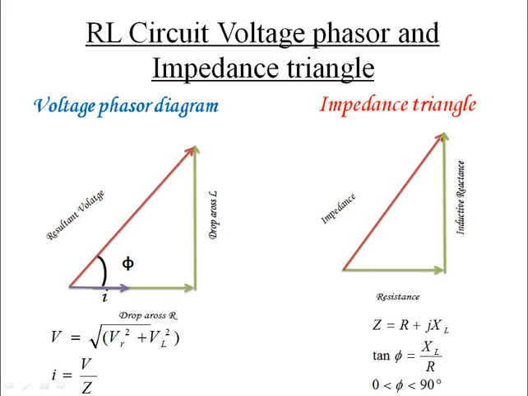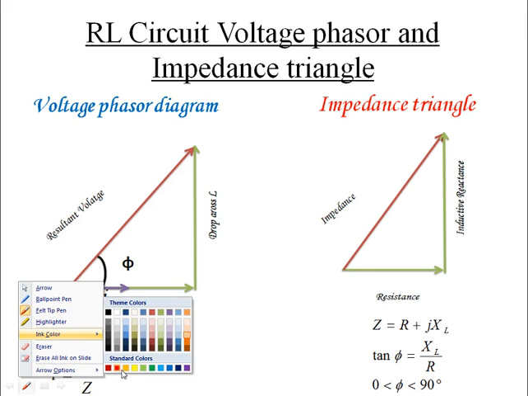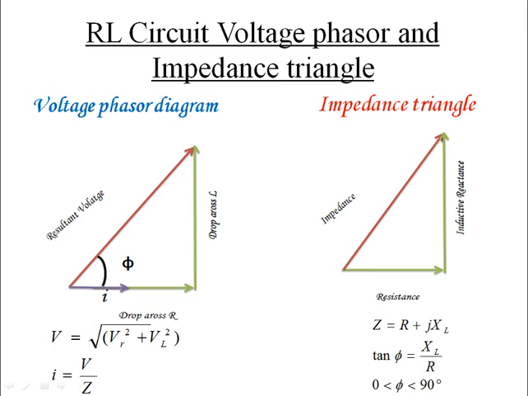RL circuit voltage waveform. This is the very important voltage phasor diagram. I'll tell you how it works. Since we have a series circuit like this, an inductor and a resistor, let the inductor voltage be VL, let the resistance voltage be VR, let V be the supply voltage, and I be the current, right? In this circuit the voltages are different because VL and VR will be different.